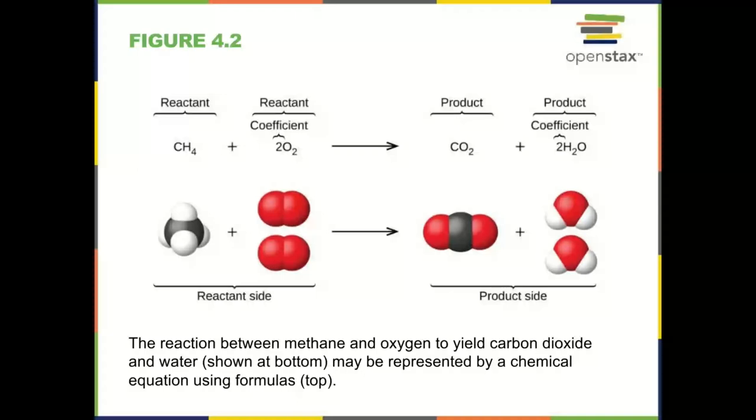Now, the original equation, just when it was unbalanced, just showed the CH4, the O2, the CO2, and the H2O. It's these coefficients that were added in that actually make the equation balanced. The two end up showing up as these two separate oxygen molecules, so two sets of O2, and then the two in front of H2O represents two individual water molecules. So that's what makes the equation balanced.